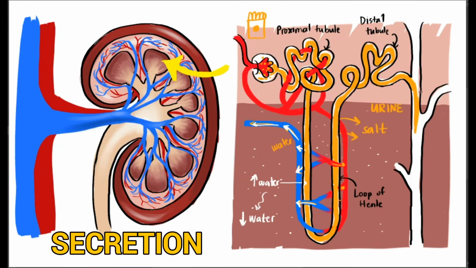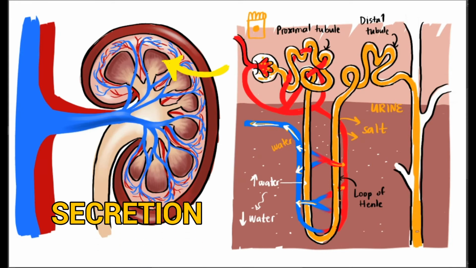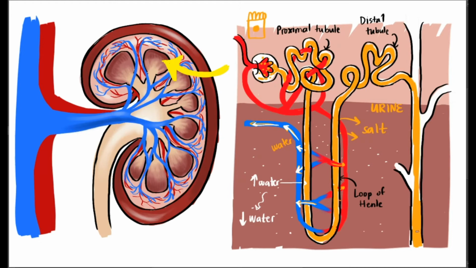The third step is secretion. This is when toxic substances, surplus ions, and others are absorbed from the blood back into the nephron to be excreted as urine. The materials found in urine are water, urea, and several types of ions.